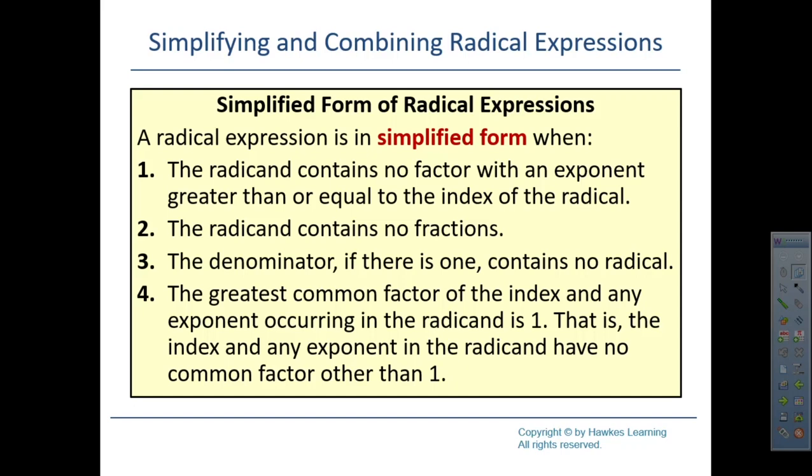Okay, so number two, pay attention to it because you can't have a radicand with a fraction, but yet you can have a radicand in the numerator or the denominator. It's just that the entire expression can't be a fraction underneath the radical. Number three, the denominator cannot contain a radical unless you're only asked to evaluate the numerator. And basically what number 4 is saying is that if you have a variable raised to a power, that power cannot be greater than the index.